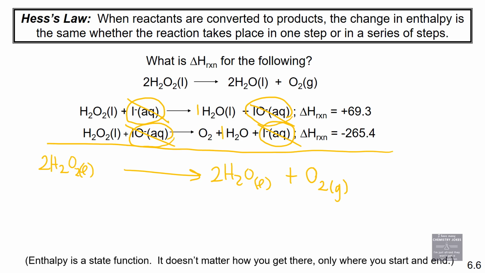When I add together reactions, I also need to add their delta H's, because I can say delta H of this reaction is the combination of the delta H's of those other reactions. So 69.3 plus negative 265.4. I just paused it to do the math because I'm silly and my brain is dead. But it's 196.1 kilojoules per mole. I could have told you that exactly because it was my same example from a couple of slides ago.